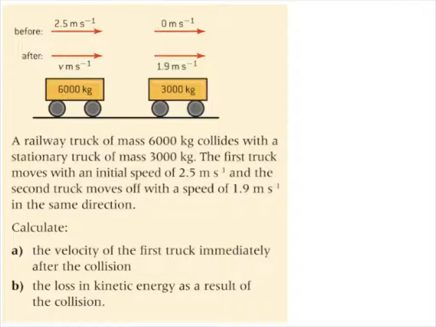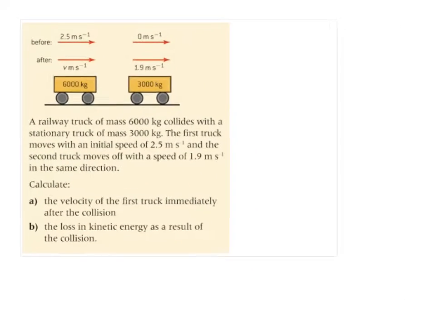So this time, again, we have two railway trucks. We have a railway truck colliding with a stationary truck of mass 3,000 kilograms. The first truck has some initial speed, and the second truck moves off with a speed of 1.9 in the same direction. This time it's asking us for the velocity of the first truck immediately after the collision. Again, it's talking about collisions, so we're going to assume that we want to use this idea of conservation of momentum. So we've read the problem.